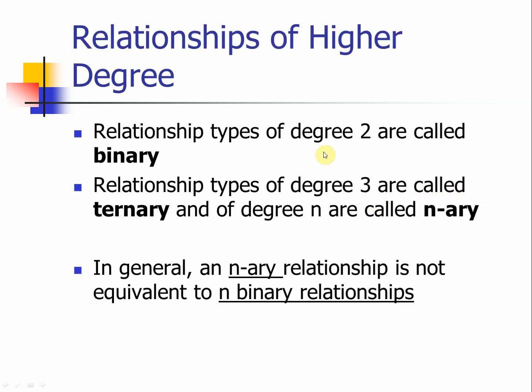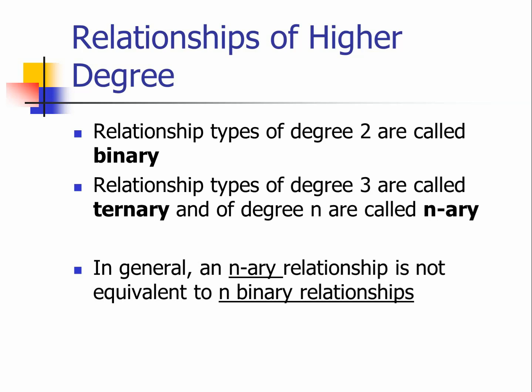Relationship types of degree 2 are called binary relationships. All of the relationship examples that we have seen so far belong to this category, including works for that connects employee and department. We also looked into manages that connects, again, employee and department. So you can see that those are all what we call binary relationships. However, relationships of degree 3 are called ternary relationships, and it can have higher degrees. It can have 4 or 5, as many as you want.